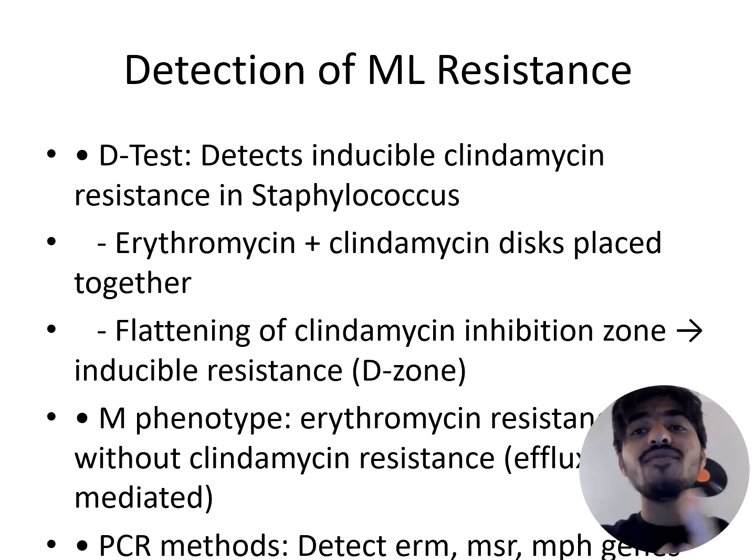Coming to the M phenotype: this is resistant to erythromycin but still sensitive to clindamycin, and is usually caused by efflux pumps. Coming to PCR methods, PCR testing detects specific resistance genes like MSR and MPH genes. And there is one more, MIC testing. This is especially for veterinary pathogens like Mycoplasma bovis, Pasteurella multocida and Mannheimia haemolytica. These are the common ones mentioned in the material.